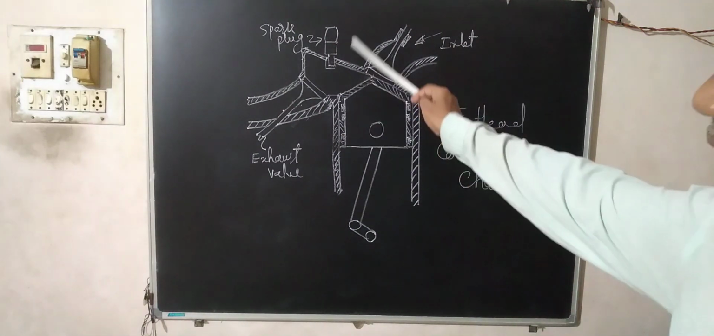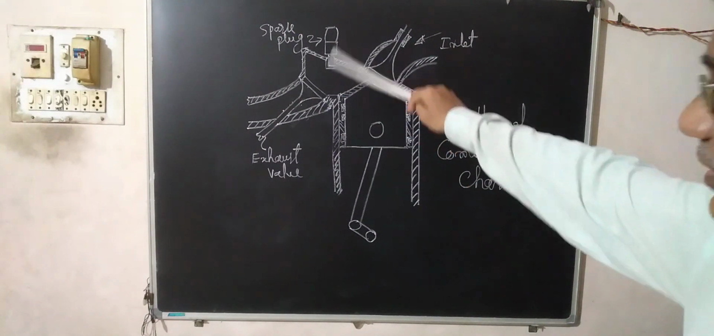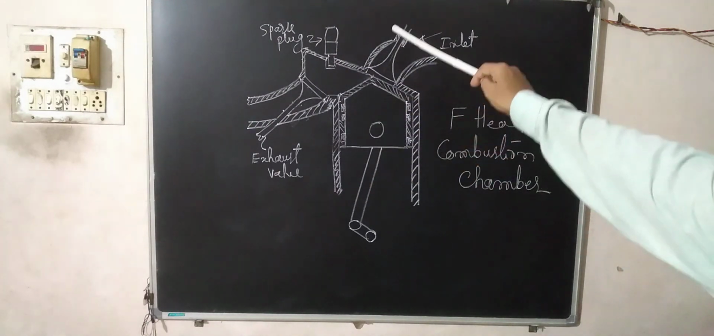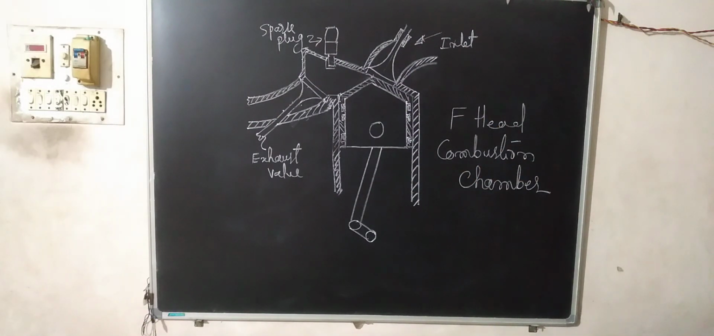So at the end of the compression stroke, when the spark is given by the spark plug, a better flame front will be traveling over here. So this F-head combustion chamber is usually preferred for bulkier engines where the compression ratio is higher and the number of cylinders is more, that is, 6-cylinder and 8-cylinder engines, and the pistons are usually of bigger size.